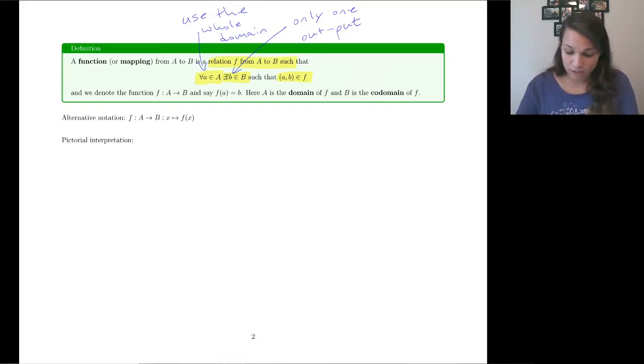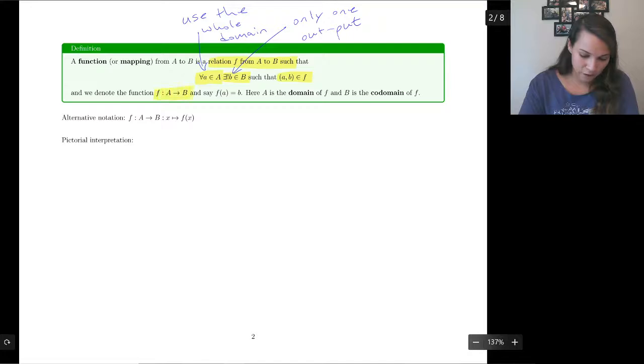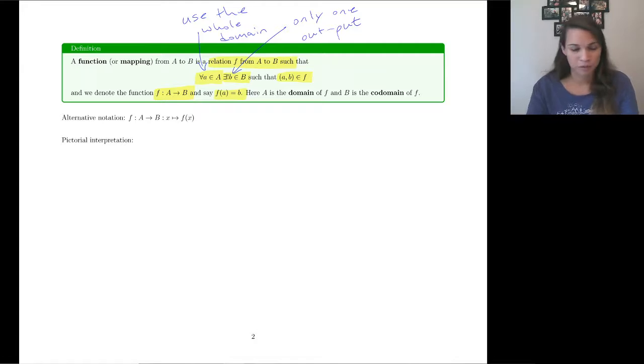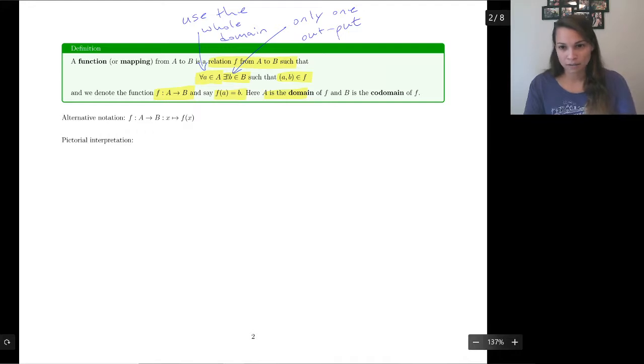So we can denote this function by saying f goes from A to B, and we also say f of a equals b, which we should be very familiar with, and that is the notation that we're going to use. Also, a couple more vocabulary words to throw at you. We say that A is the domain of f and B is the codomain of f.